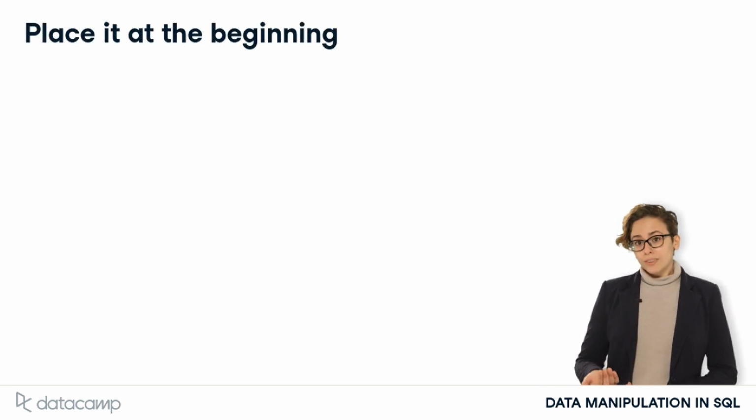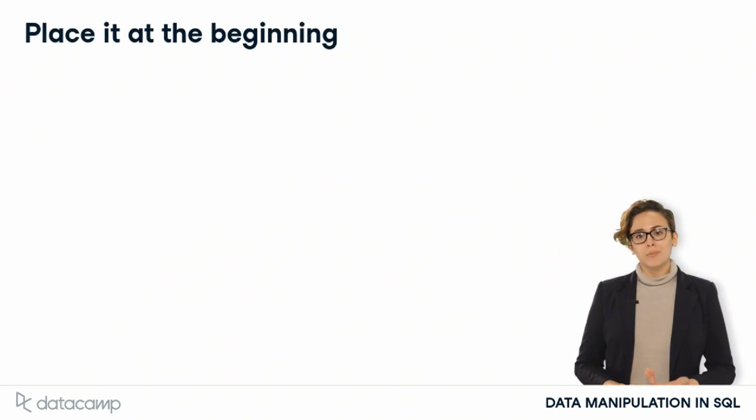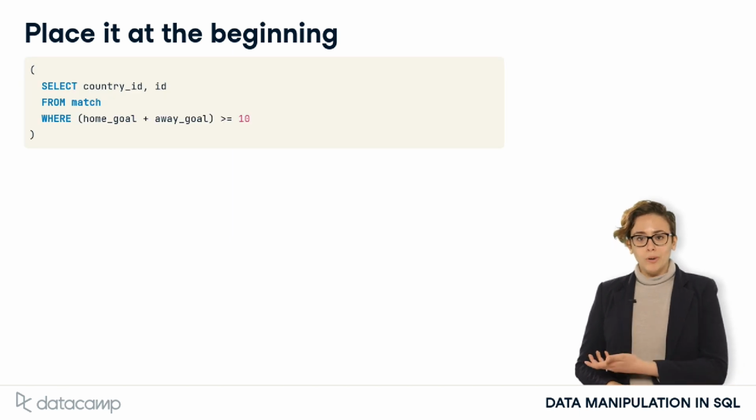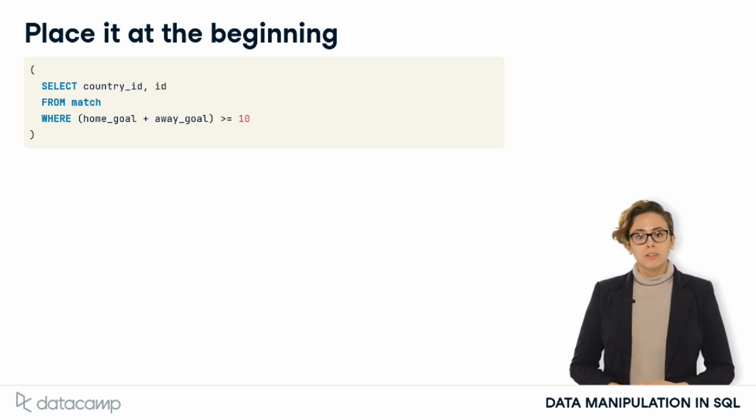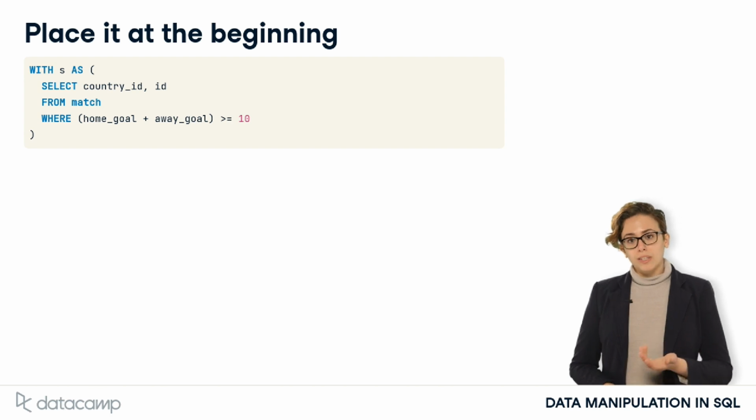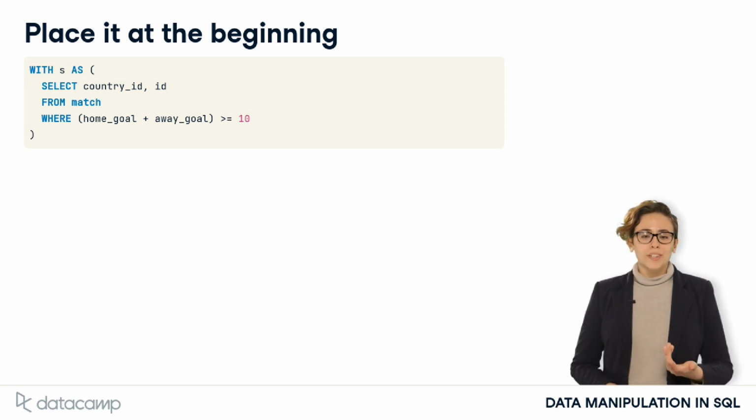In order to rewrite this query using a common table expression to represent the subquery, simply take the subquery out of the from clause, place it at the beginning of your query, declare it using the syntax with, followed by a CTE name, and as. So here, we're starting our CTE S by stating with S as, and then placing the subquery inside parentheses. It's now a common table expression.